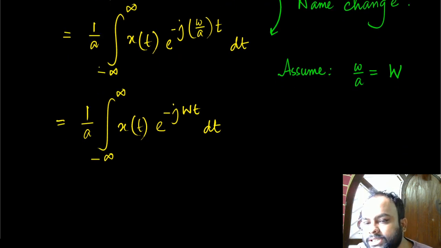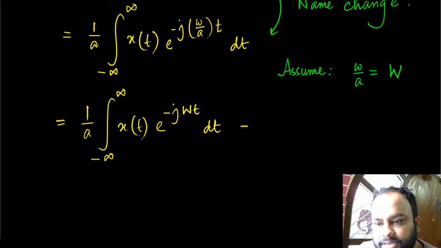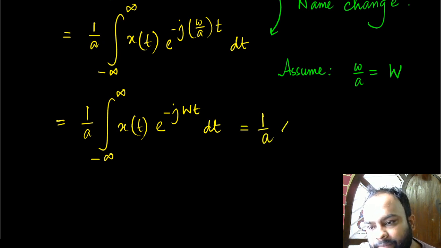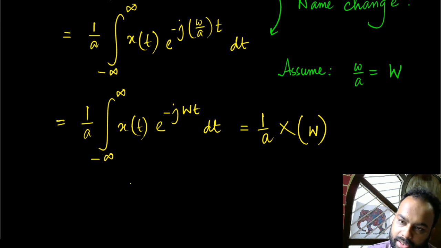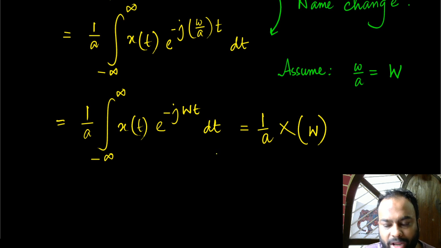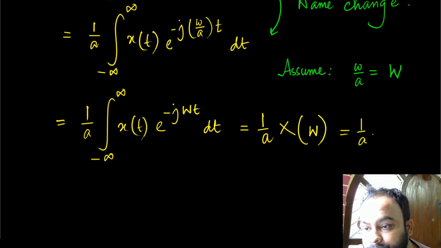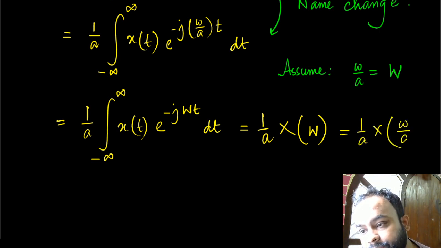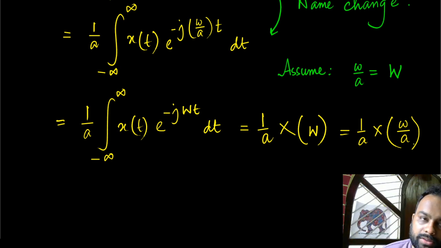But if you look closely, this is nothing but the same definition as we had for x of omega. But now instead of x of omega, I have x of w, because we have just changed a certain name. Instead of writing omega by a, I have written w. And this is just the definition of the Fourier transform. Since I have w here, I have written w here. If I had omega here, I would have written omega here, right? But what is w? w is omega by a.